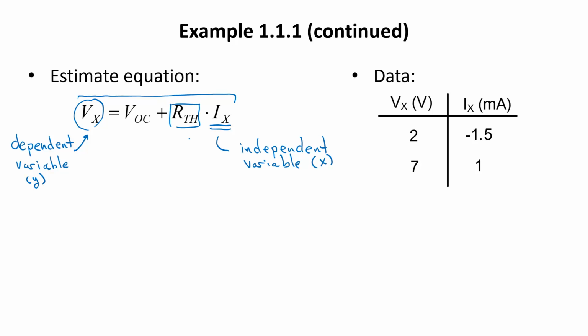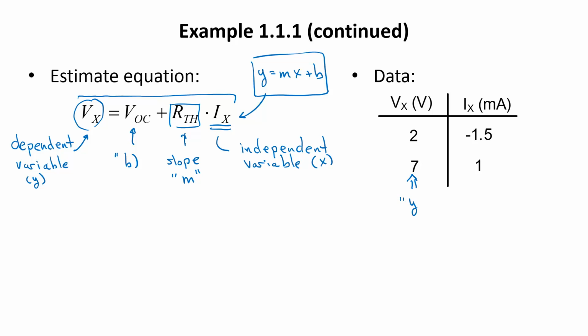RTH is the slope. We usually think of that as m in our standard form of our equation, and VOC is the y-intercept, which we usually write as b. So this equation is of the form y is equal to m times x plus b. So in our data, Vx corresponds to our y values, and Ix corresponds to our x values.